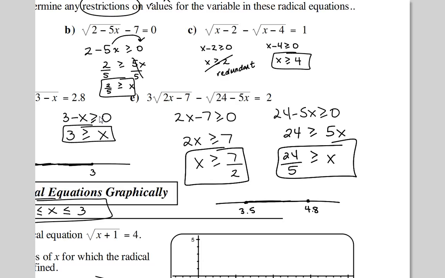Do you remember drawing number lines like this, maybe in Math 10 on the domain and range? The closed circles mean you touch the endpoints, and it's highlighted all the region in between. So formally, you'd say x in the middle, greater than your lower bound. What's the lower bound? 3.5, which is 7 halves. And you're smaller than your upper bound, which is 24 fifths, that 4.8. And that's how you do it formally.